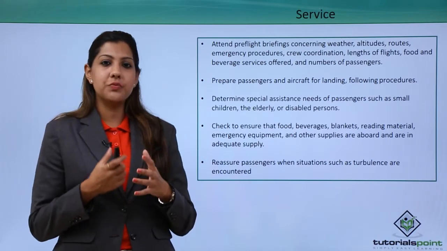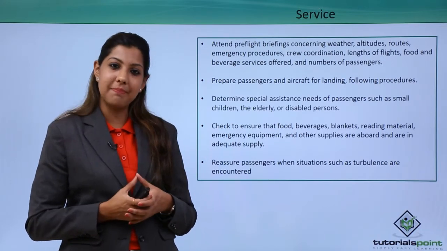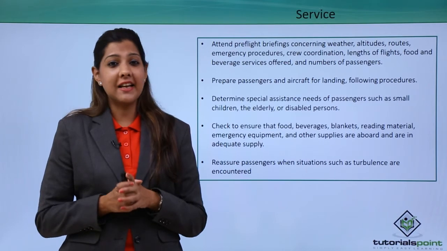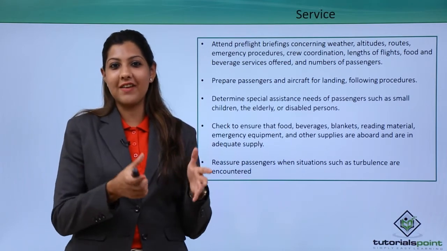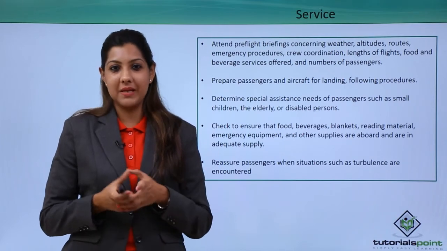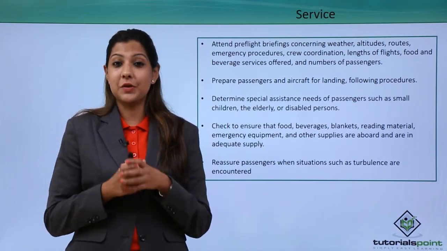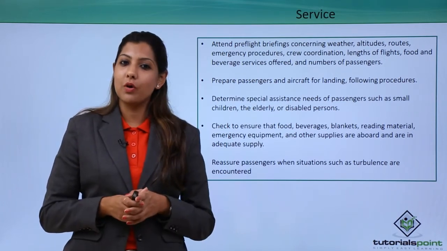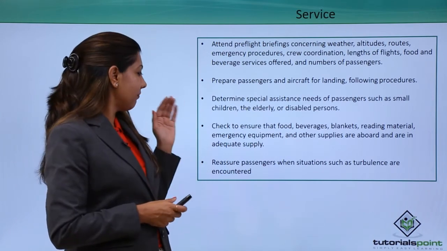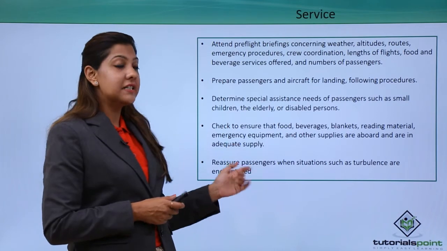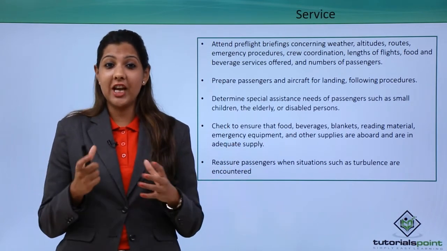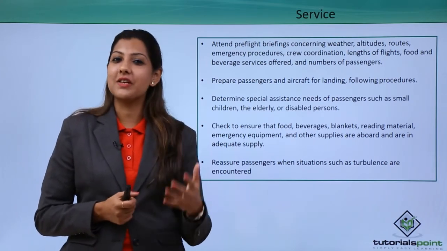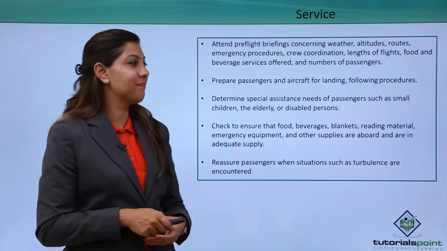Check to ensure that food, beverages, blankets, pillows, whatever is needed by the passengers in the airline, are in sufficient and adequate supply. The worst thing that can happen on the aircraft is half of the passengers having blankets and pillows and the other half not being able to get them because of inadequate supply. So the flight attendant's responsibility, as a service procedure, is to make sure everybody on board the aircraft gets all of these things. Reassure the passengers when situations such as turbulence are encountered. When the aircraft shakes because of turbulence up in the air, that is where the flight attendant needs to really go out there and soothe the passengers and assist them.